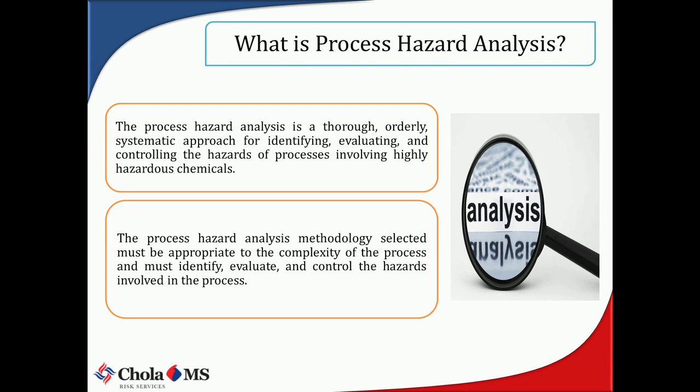Okay. Now, what is process hazard analysis? It's a systematic approach for identifying, evaluating and controlling hazards of processes. See, it is not only about generally talking about process, it is about process involving highly hazardous chemicals. That is the key. Okay. Because you go to cement industry, they will also call it a process, but the degree of hazard will be lower. Okay. So, it talks about process involving highly hazardous chemicals.